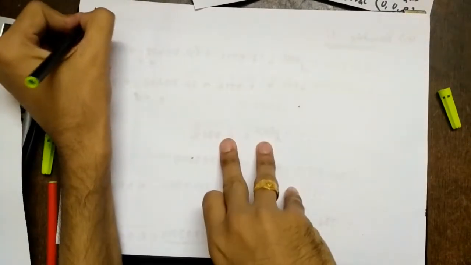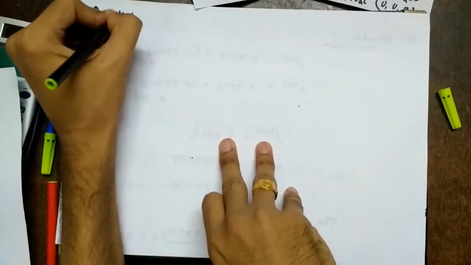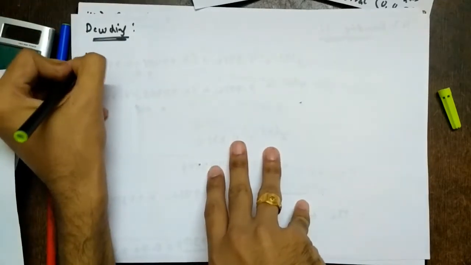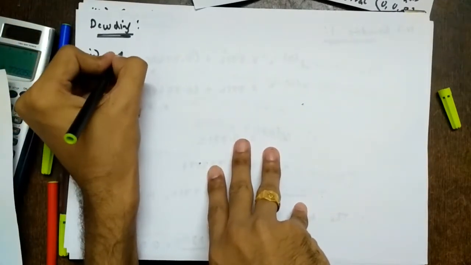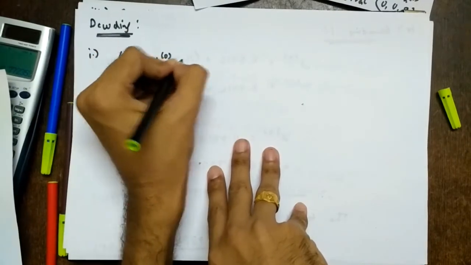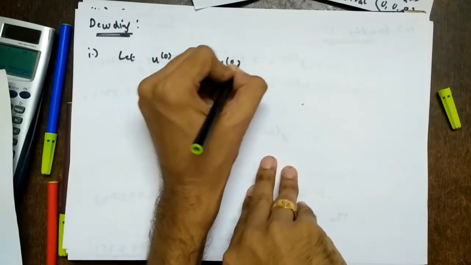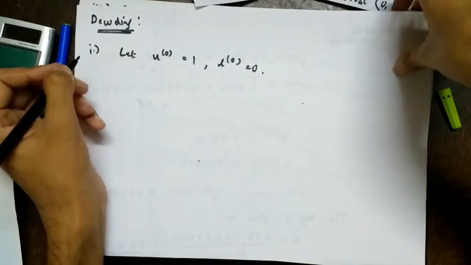Next, what do we have to do? We have to decode. So again, what is the first step for decoding? What we do is we start with the update equation. So we take L0 as 0 and U0 as 1 again. So we write decoding. What is the first step? Initialize. So we write let U of 0 equal to 1 and L of 0 equal to 0.